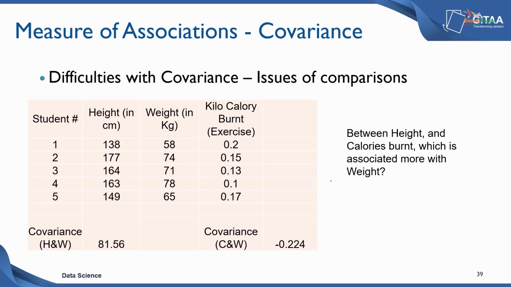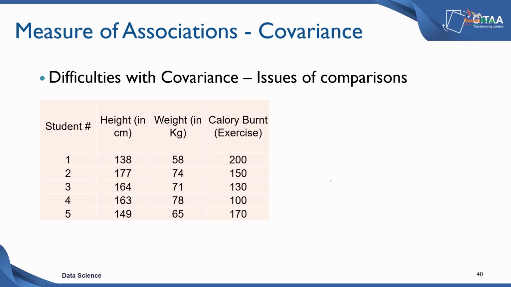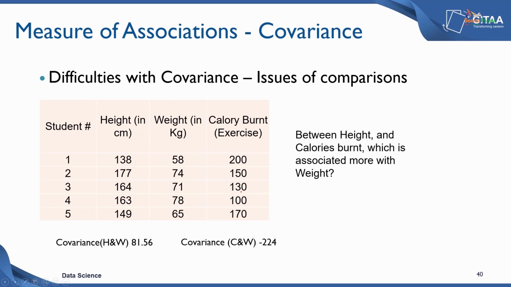Now, why is it wrong to compare the two numbers? Supposing we had taken the calories burnt through exercises not as kilocalories but as calories. So it's the same data, but the unit of measurement is changed from kilocalories to calories. And if we compute the covariance between weight and calories burnt, that's minus 224.